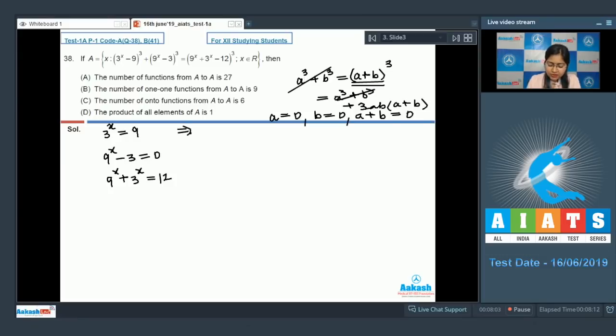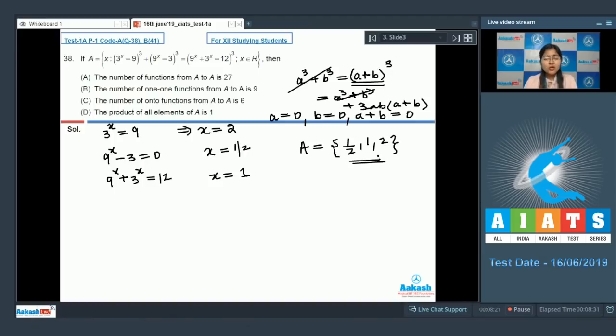So from here we can say that x is equal to 2. From here we will get x is equal to 1 by 2, and from here we will get x is equal to 1. So set A is equal to half, comma 1, comma 2. It has 3 elements, right? So number of functions from A to A will be n cube, that is 3 raised to the power 3, that is 27. So this option is correct.